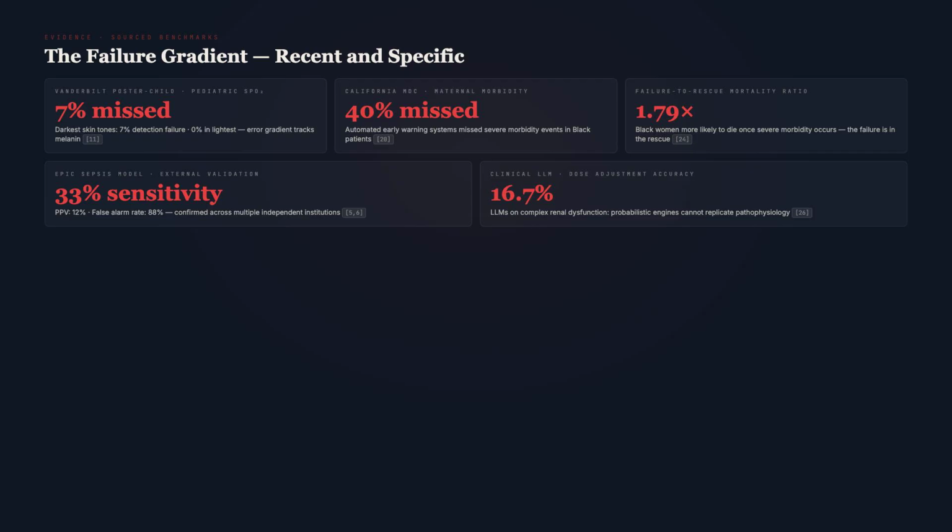For the enterprise evaluating clinical LLMs, one study found that large language models achieved only 16.7% accuracy on dose adjustments for renal dysfunction when patient-specific variables were complex. McKinsey's analysis of the Black maternal health gap found that closing it would add $24.4 billion to U.S. GDP, and save $385 million annually in preventable healthcare costs.